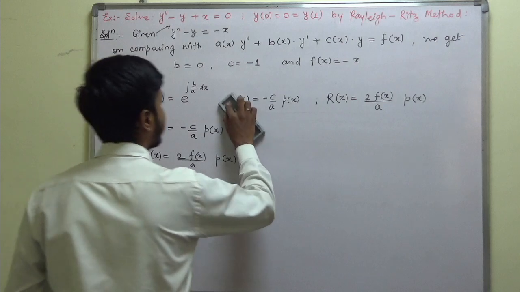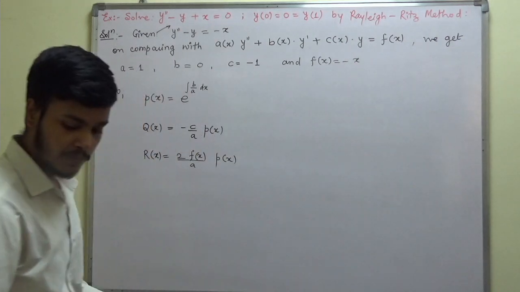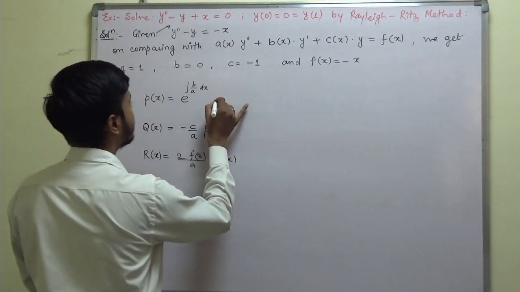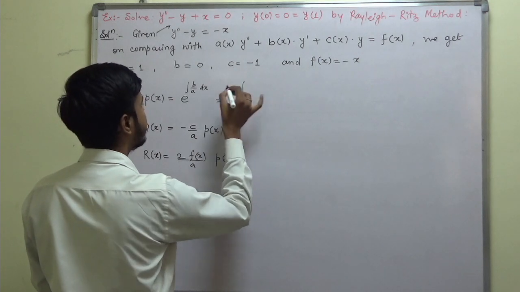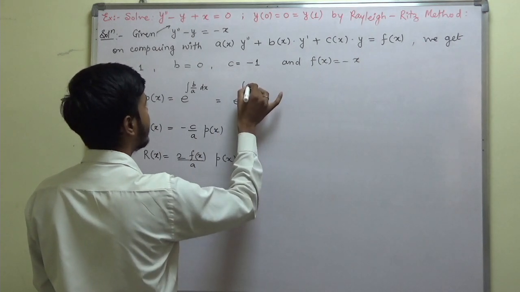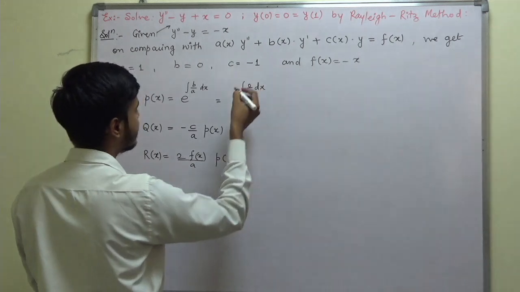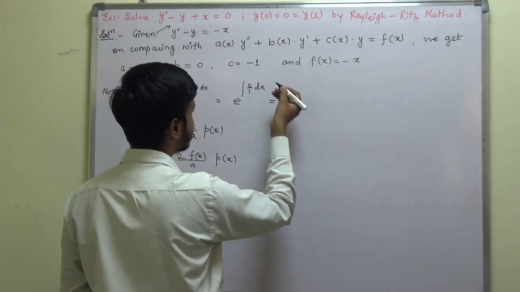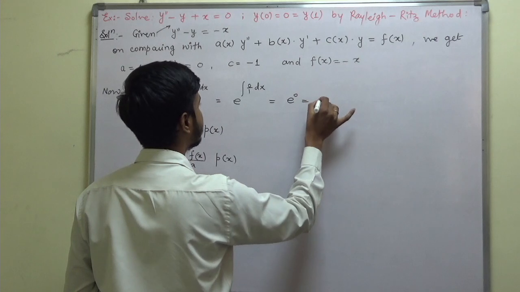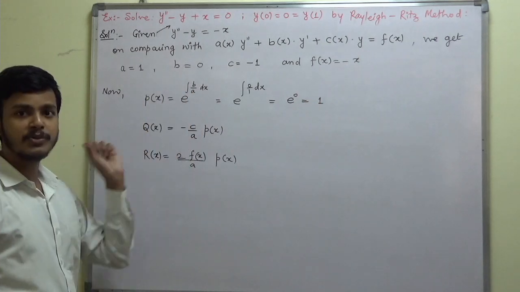Okay, so let us find out this. So p of x is equal to e to the power integration of b is 0, a is 1, so 0 by 1 dx, that is 0. Integration of 0 is 0, so this is e to the power 0, this is 1. So I am getting p of x to be 1.